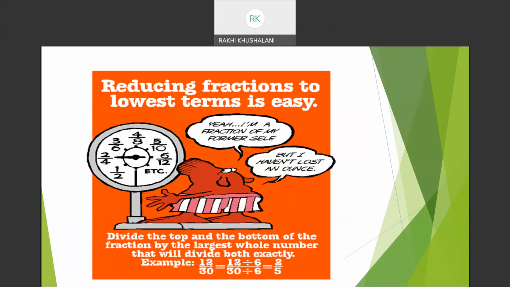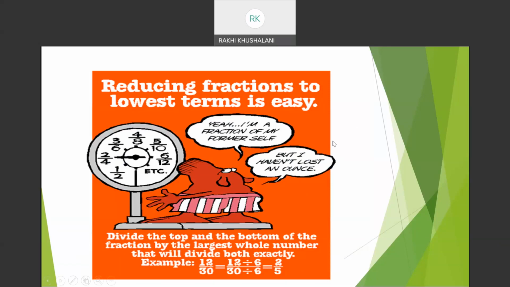Reducing fractions to lowest terms is easy. Here, a cartoon character is standing on a weighing machine. He says, "Yay, I'm a fraction of my former self, but I haven't lost an ounce." It's a fraction of some whole, but he hasn't lost an ounce, because you can call him half. You can call him 2 by 4, 3 by 6, 4 by 8, 5 by 10, 6 by 12. They all actually mean 1 by 2.